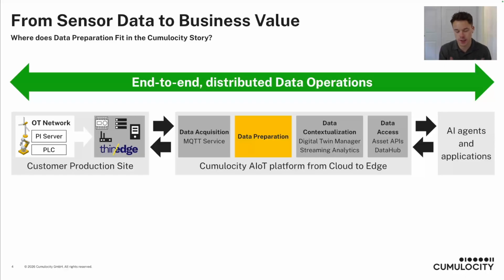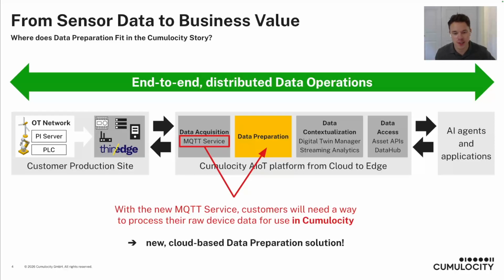Right? This is really forming the foundation of your AI agents and applications downstream. Cumulocity as a harmonization layer of your data allows you to have better processing of your AI agents downstream, right? So it's really this new MQTT service that has kicked off the need for this data preparation application. That's really why we spent the time investing in it.